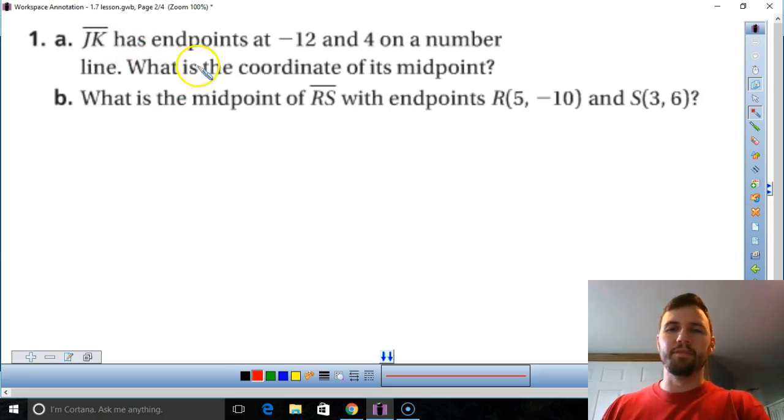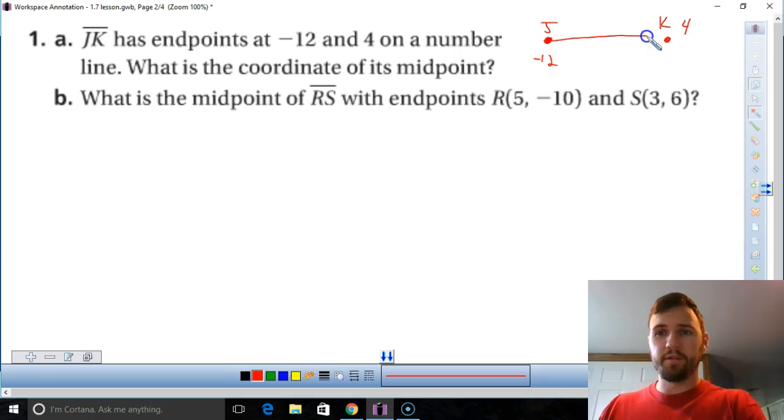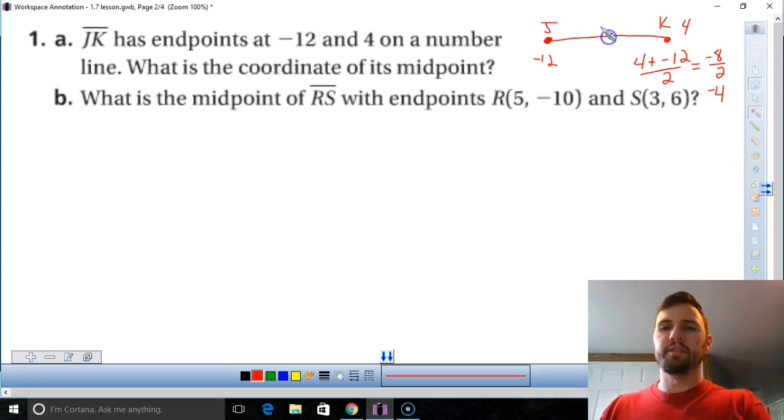JK has endpoints negative 12 and 4. What's the midpoint? So, we have J, K, that's 4, this is negative 12. So we want to find the midpoint of this. Well, we just find the average. To find the average of two numbers, you add them up, and you divide by 2. 4 plus negative 12 is negative 8 over 2, so you get negative 4. So that midpoint is at negative 4. Alright, that's not too bad.